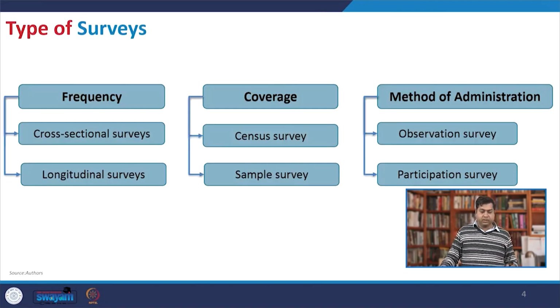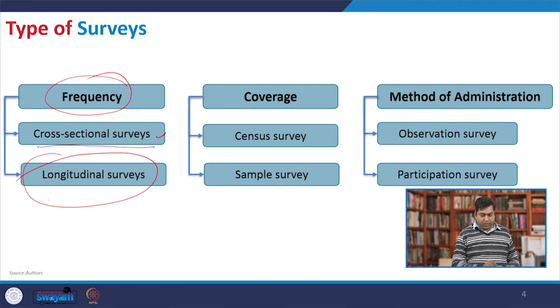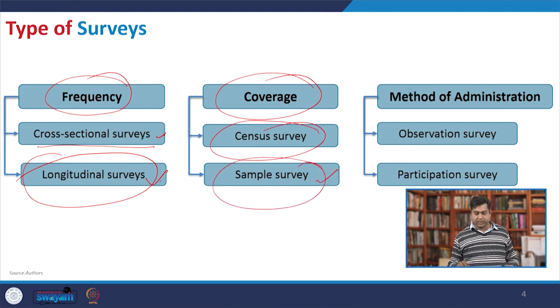Now coming to the context of types of surveys, based on frequency we have the classification of cross sectional survey, and also we have a longitudinal survey. Based on the coverage, the number, you can have the census survey or you can have the sample survey. So census survey is something like 100% sample, or rather, not to use the word sample, it's the entire population survey.